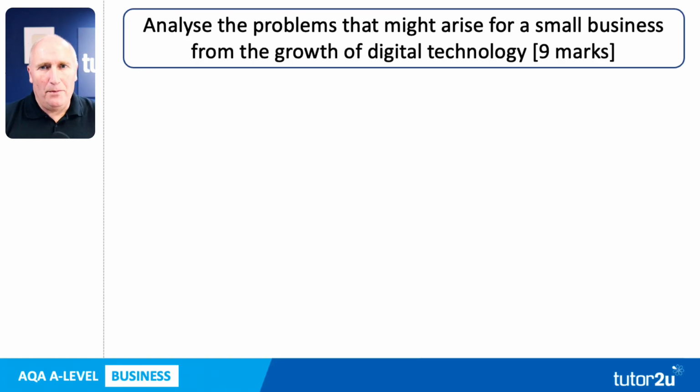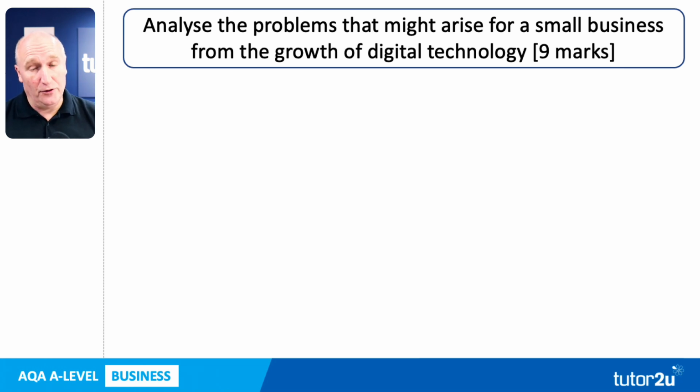Hi there, we're back with another past exam question to explore here. This is a paper 1 question for AQA A-level Business, a 9-mark question. There it is on the screen. Analyse the problems that might arise for a small business from the growth of digital technology.